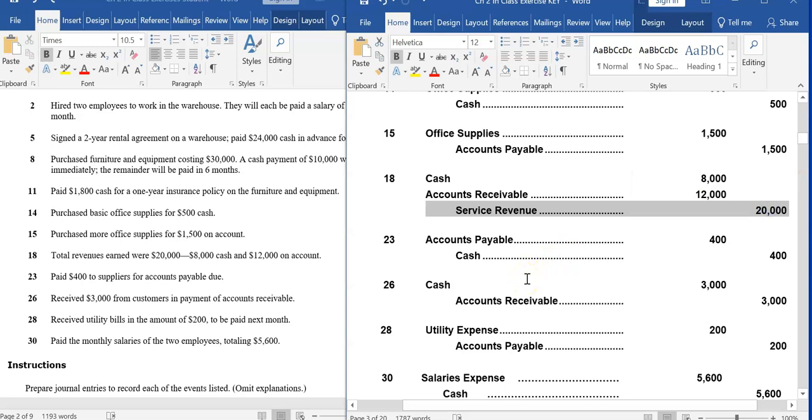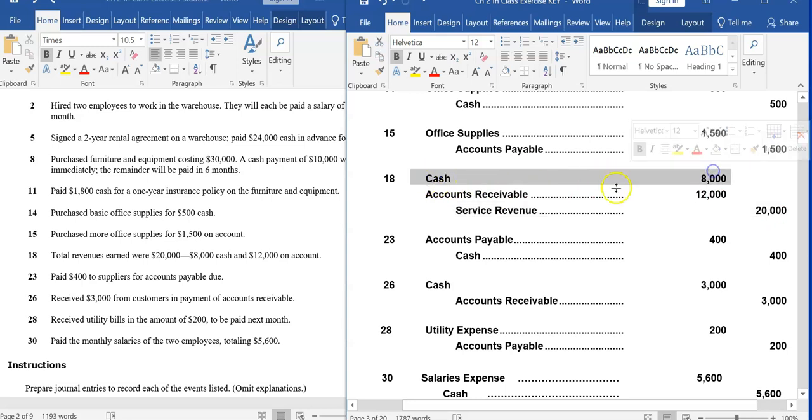We are increasing our revenue account because we have earned more revenues. In order to increase a revenue account, we credit it. So we will credit the service revenue account for the total amount of revenues earned. Cash will go up $8,000. Cash is an asset. To increase cash, we debit it.